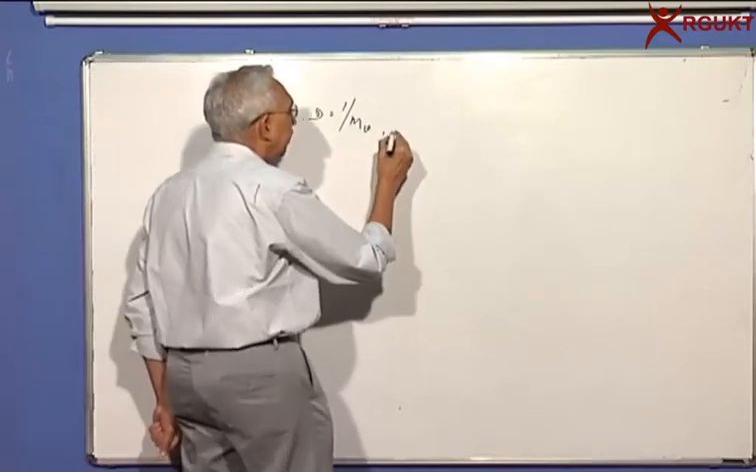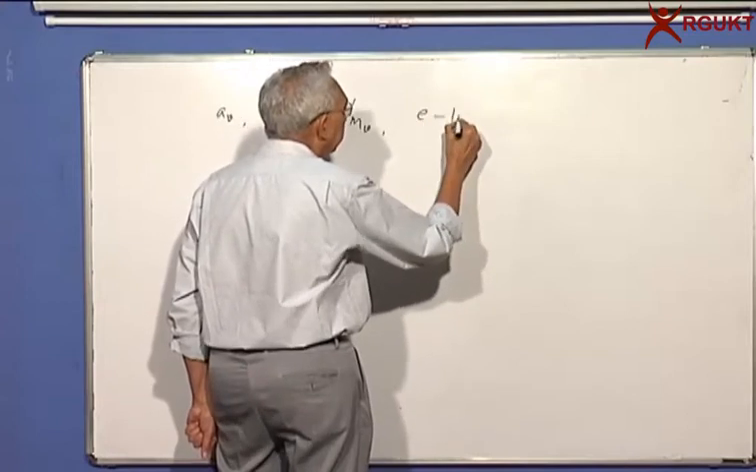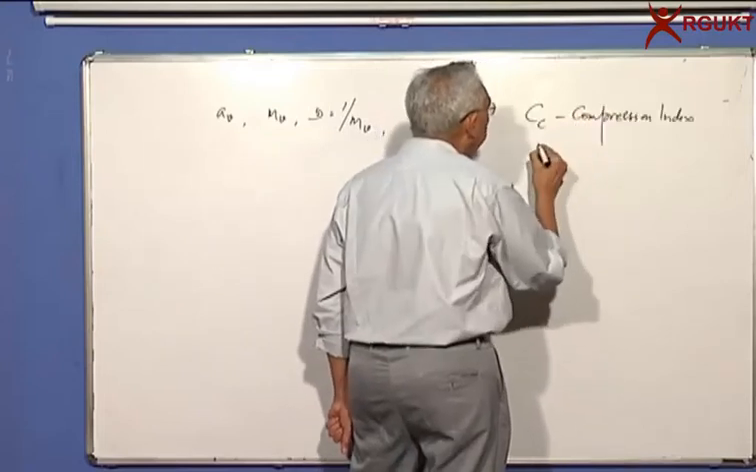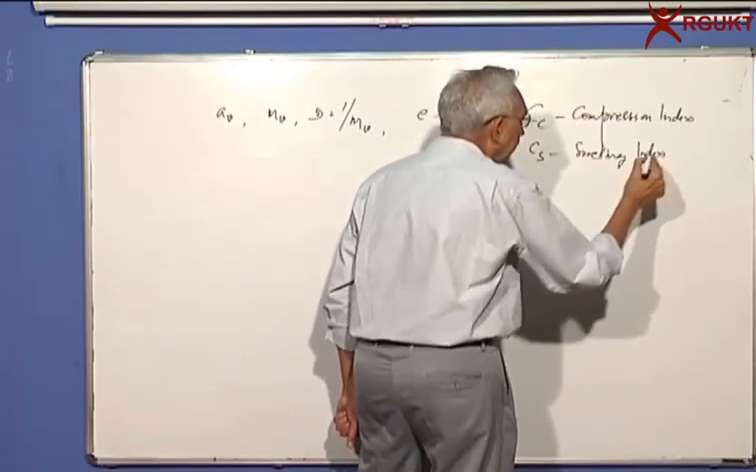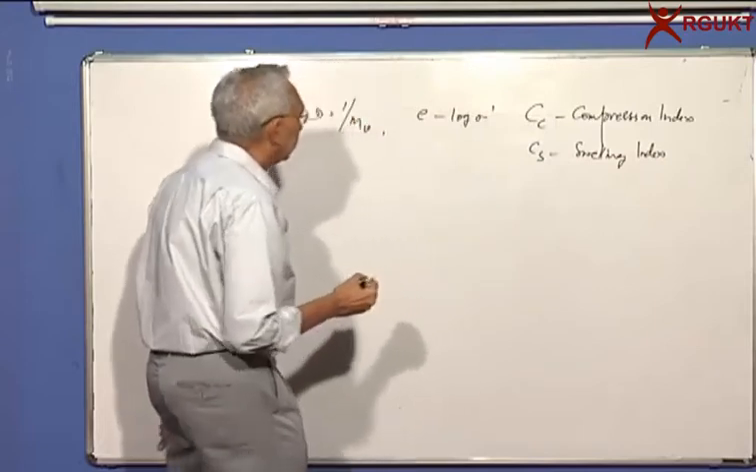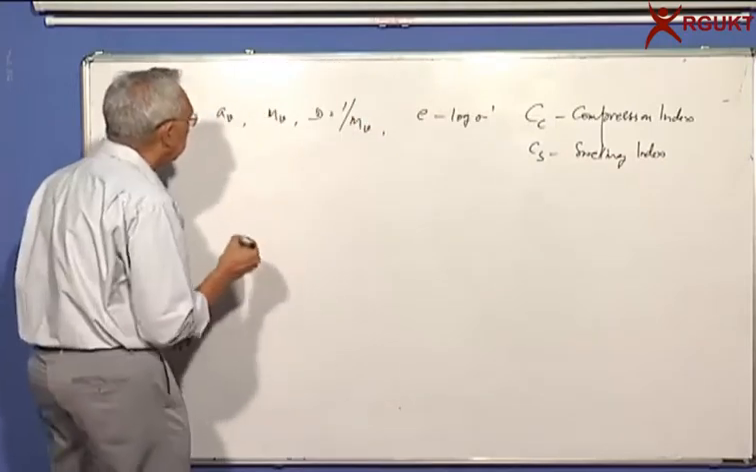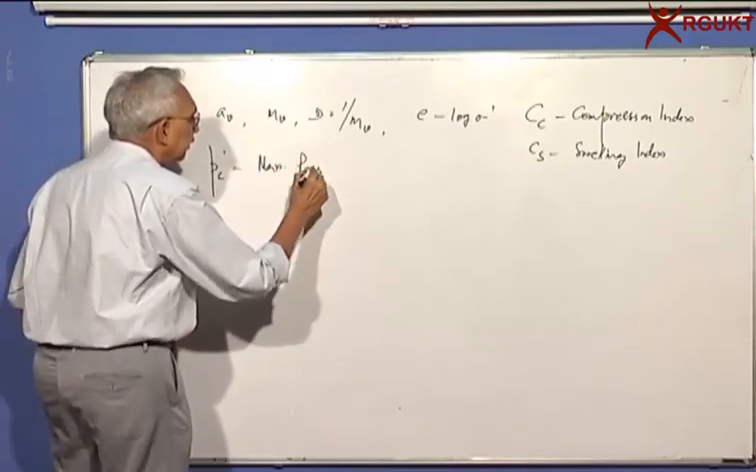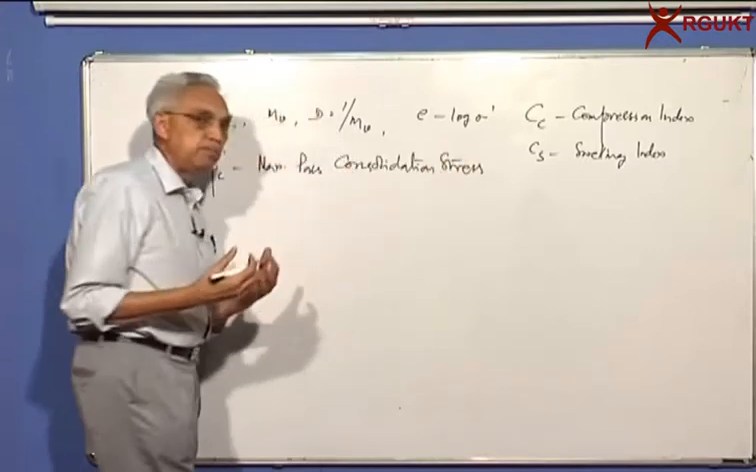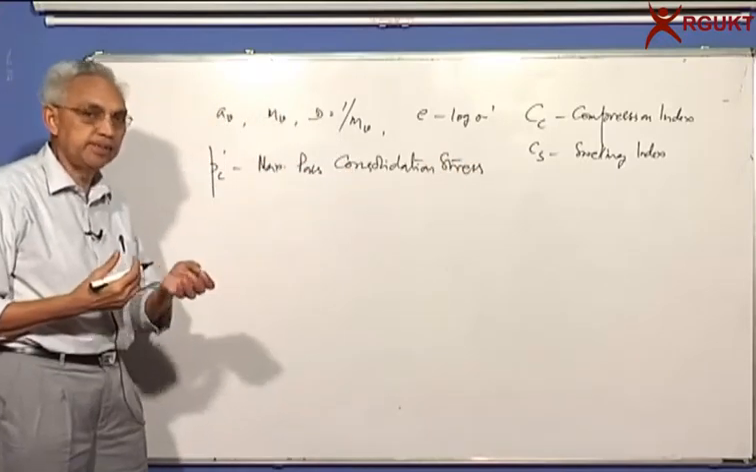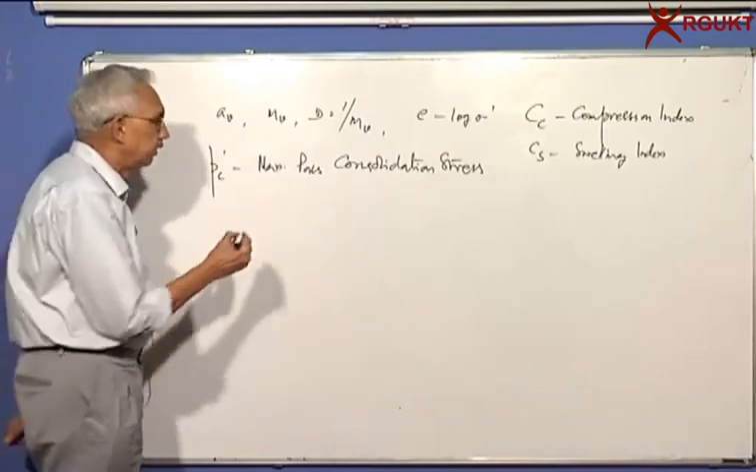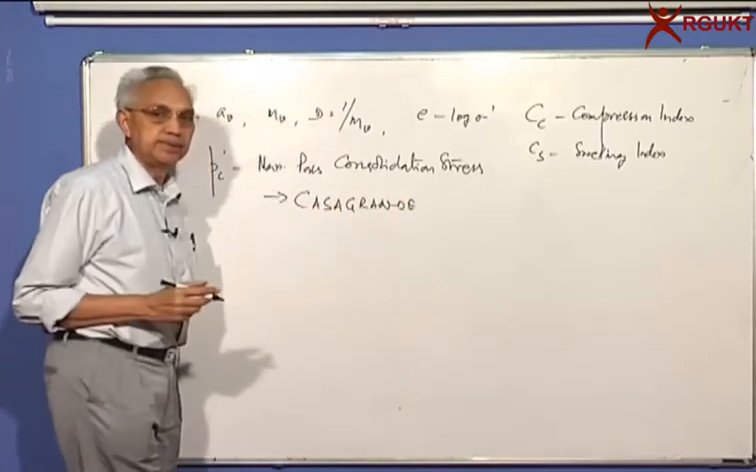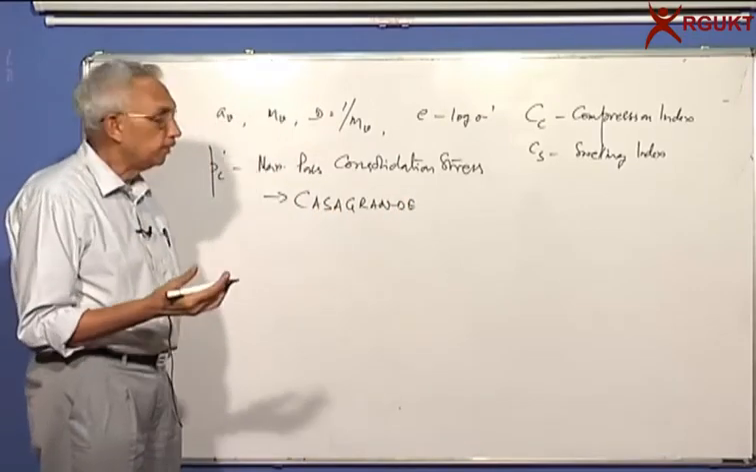Then we plotted void ratio with log effective stress, so that we got Cc, the compression index, and Cs, the swelling index. When you unload, you know how much strain will come. Then we also looked at one of the most important parameters of the soil, which is the maximum past consolidation stress. The soil remembers what it went through in its geologic history, and this you can determine using the simple construction given by Casagrande in somewhere 1936-37. It has become standard now, part of the code.